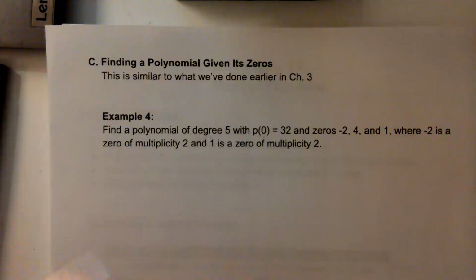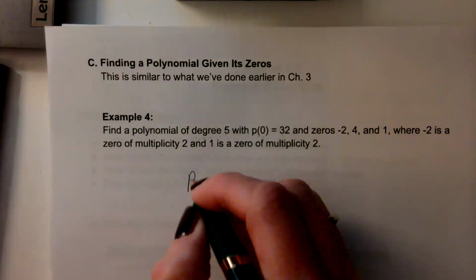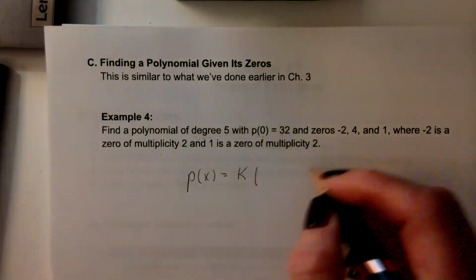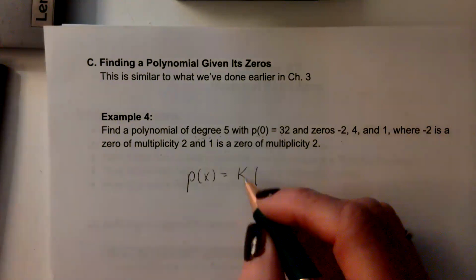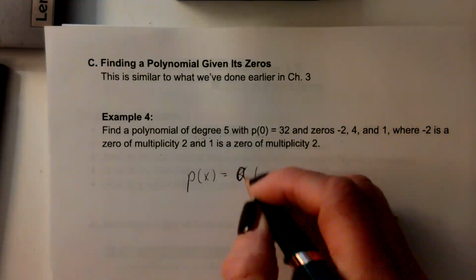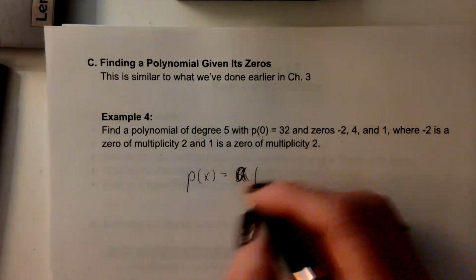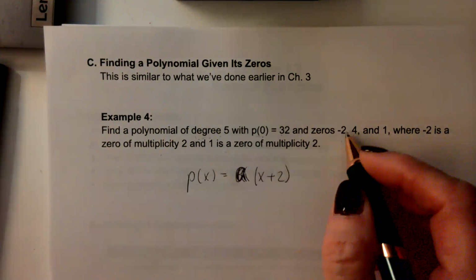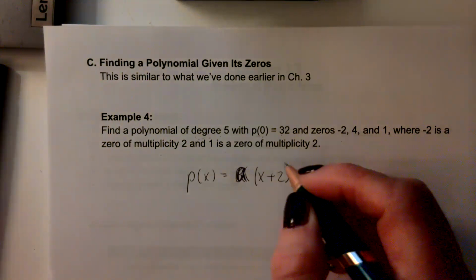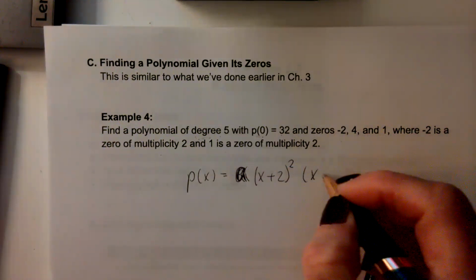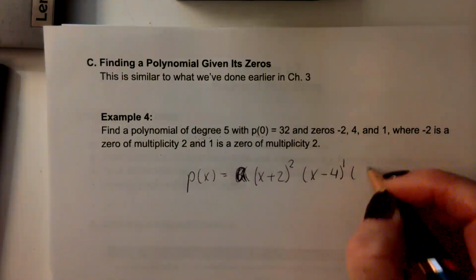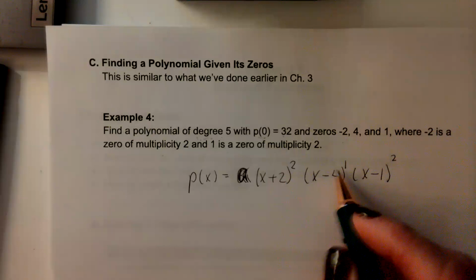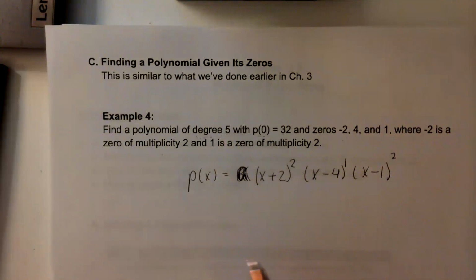So let's see here. We have some P of x. We don't know what a is, it's the leading coefficient. We really don't know what that is, but we know that we have zeros. So x plus 2, because x plus 2 is 0 when x is -2, and it has a multiplicity of 2. And then we have x minus 4 with a multiplicity of 1, and then x minus 1 has a multiplicity of 2. So that's 2 plus 2 plus 1 is 5, and they said degree 5.